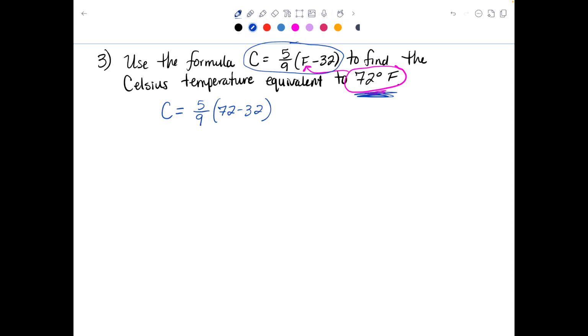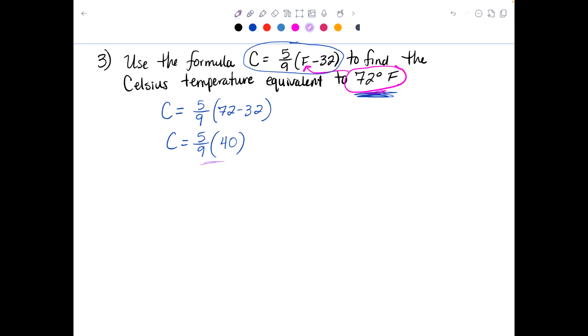All right, now order of operations. My order of operations says that I should always take care of whatever is inside of the parentheses first before anything. So 72 minus 32 is 40. Good. And so now we have 5 over 9 times 40. And remember that parentheses means multiplication, so we're multiplying times 40.